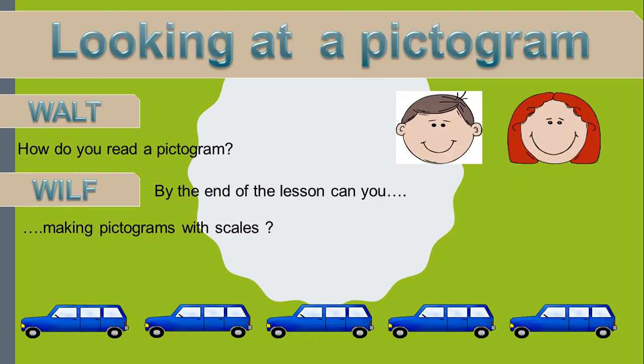So I have two friends here. The names are Walt and Wilf. Walt says, what do you read pictograms? And Wilf says, by the end of the lesson, can you make pictograms with scales? So Walt and Wilf represent me to tell you our learning objectives. Our learning objectives are how to read pictograms and how to make pictograms with scales.